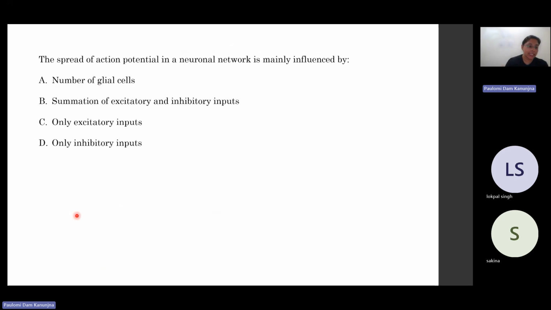Fantastic. And next, the last question probably for this topic. We have more questions, which are, as we know, assertion-reason based. So the spread of action potential in a neuronal network is mainly influenced by what? When your action potential is moving, propagating, what adds up to that propagation? What is responsible for that propagation? How will you bring it in one line? Or spread, rather. Propagation and spread both.